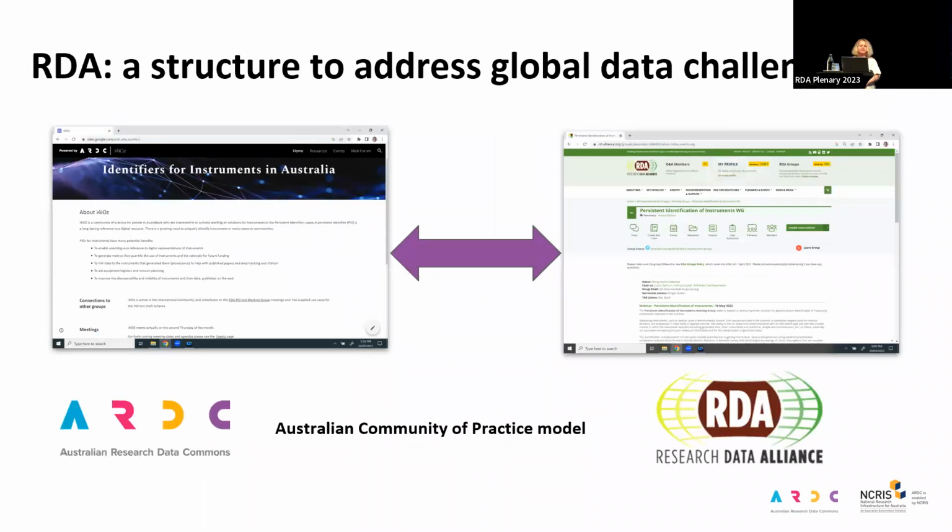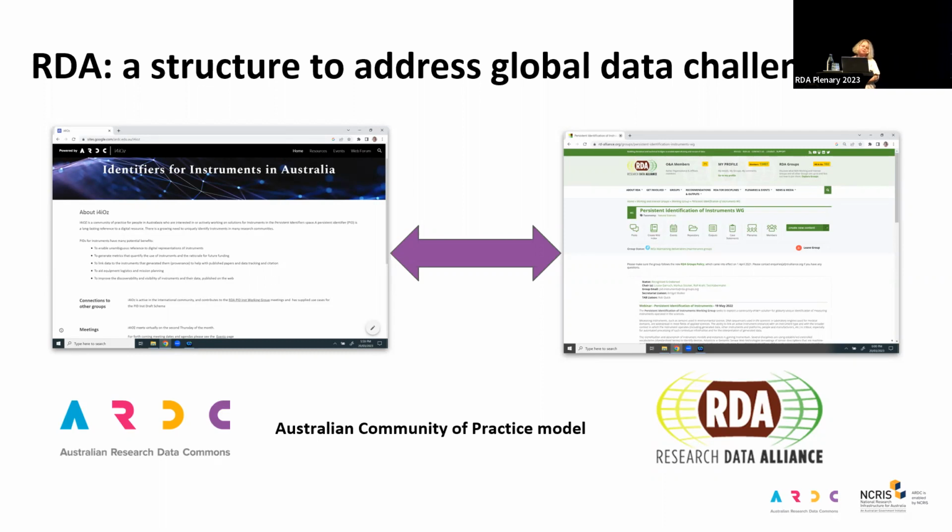I think another thing it's given us is a structure to address global challenges. So there are working groups, there are interest groups, there is a secretariat, there's a technical advisory board, and there are rules about how you can form these groups to show that there is international representation. In Australia, we have a community of practice model. For example, we are interested in the assigning of identifiers to research instruments and describing them well.